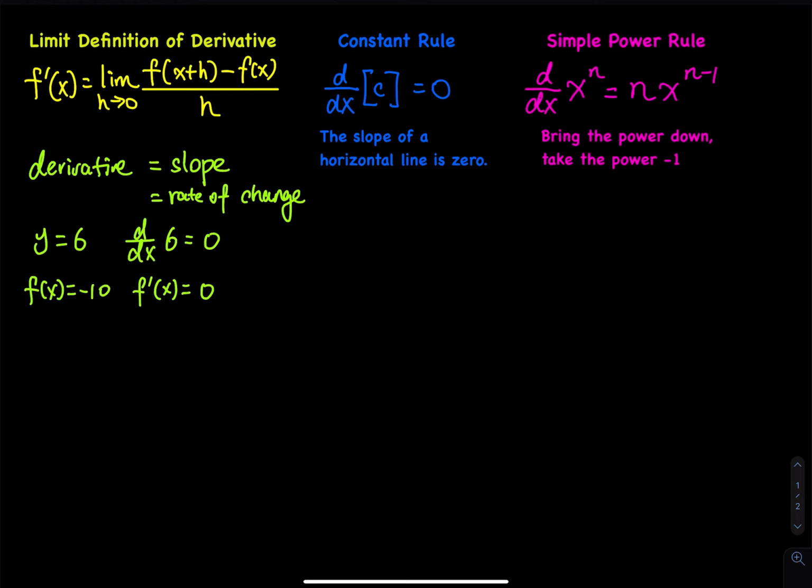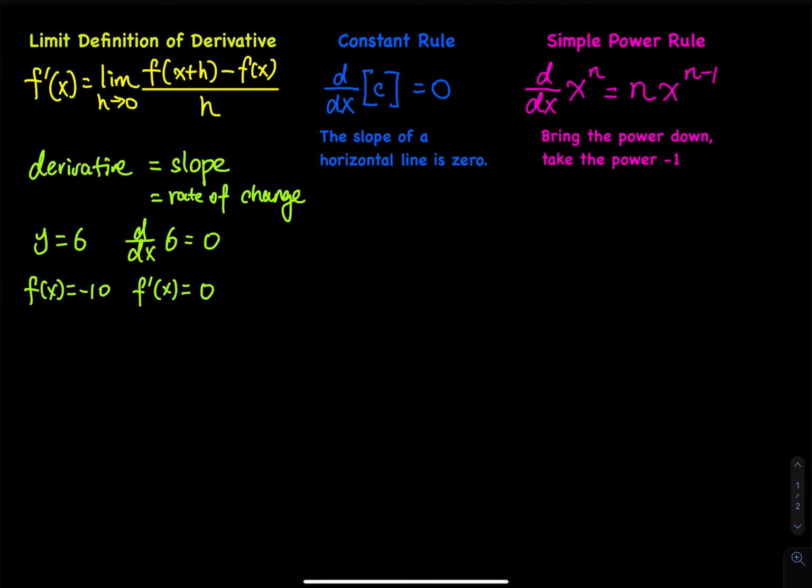And then the next rule, the simple power rule, you will be using this a lot. The derivative of x to the nth power with respect to x is equal to n times x raised to the n minus 1. So the first step that you will have to do is bring the n down to the front. You bring the power down and then take the power minus 1. Again, you bring the power down and then take the power minus 1.